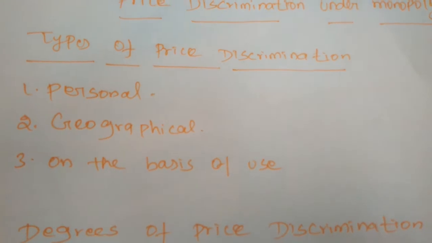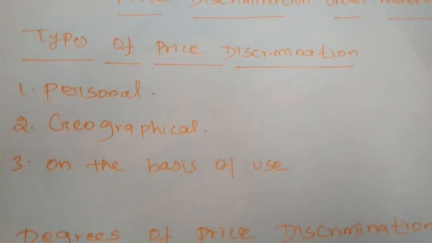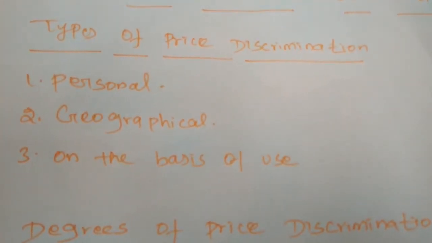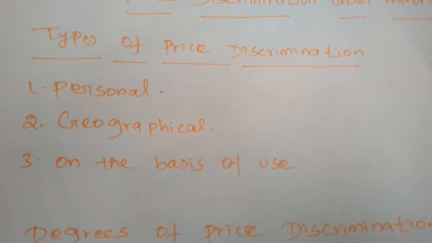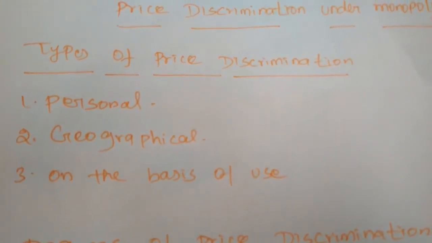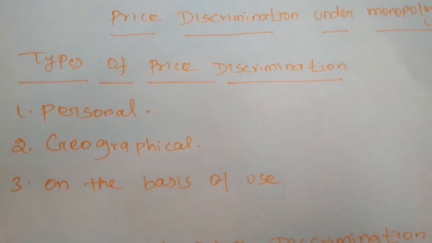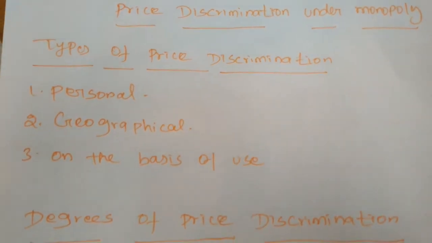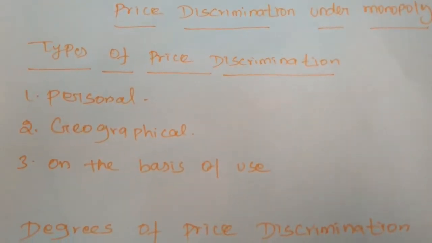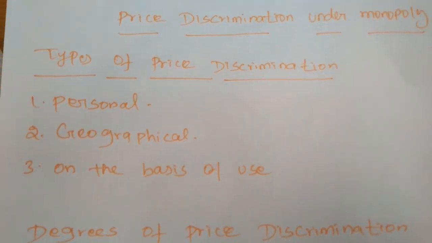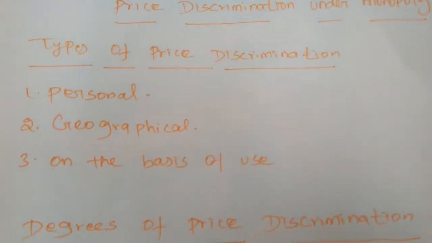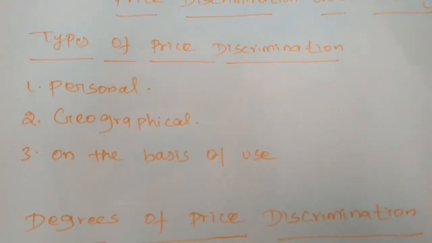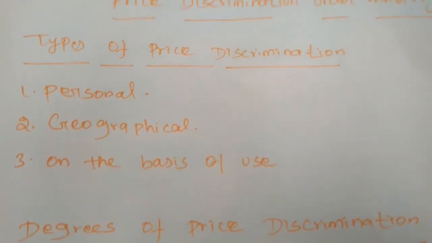So, the types of price discrimination. The first one is personal price discrimination. Different prices are charged for different individuals. For example, the railways give tickets at a concessional rate to senior citizens for the same journey. So even if the government is a monopolist, it will discriminate in price. The railway department fixes low prices for senior citizens and high prices for others, but the journey is the same.